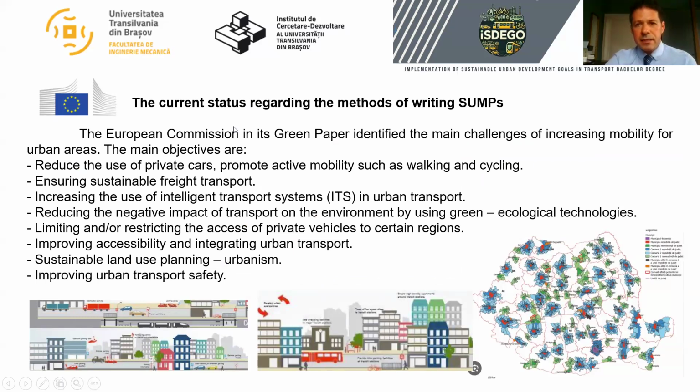If you want to write a SUMP, you have to use the guidelines from the European Commission, the Green Paper, in order to reduce the use of private vehicles, promote active mobility such as walking and cycling, ensure sustainable freight transport, increase the use of ITS, reduce the negative impact of transport on the environment, and also improve accessibility, land use planning and urbanism. It's another very important objective. It's highly connected with transport routes, and improving urban transport safety.